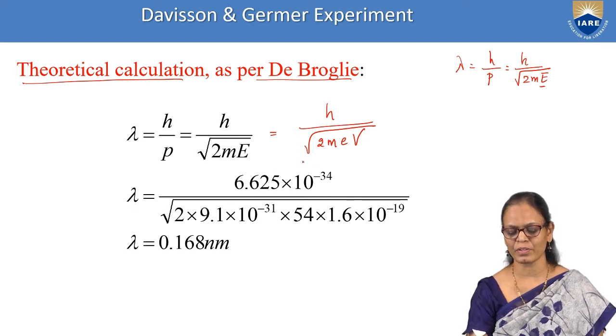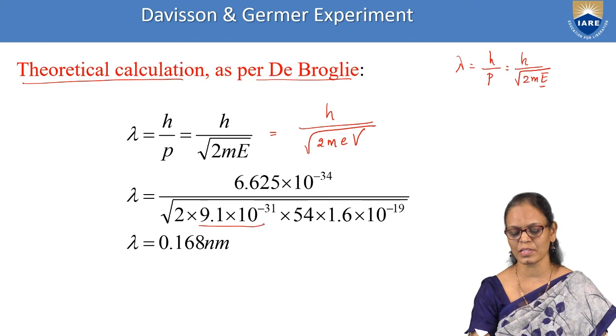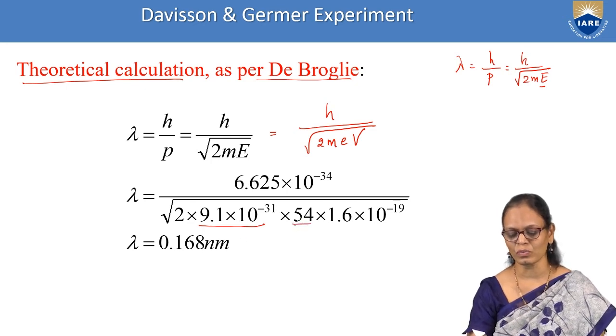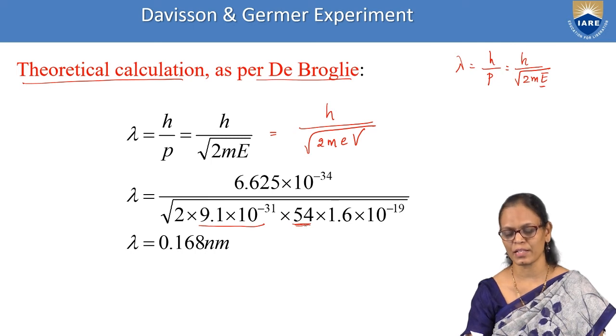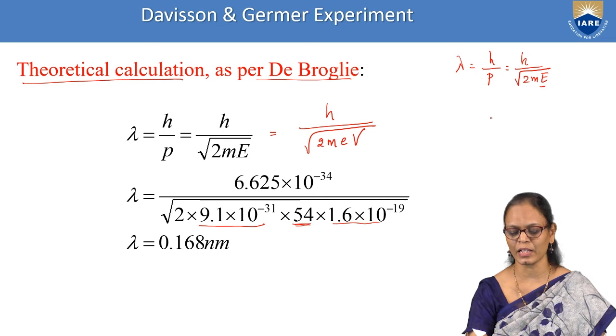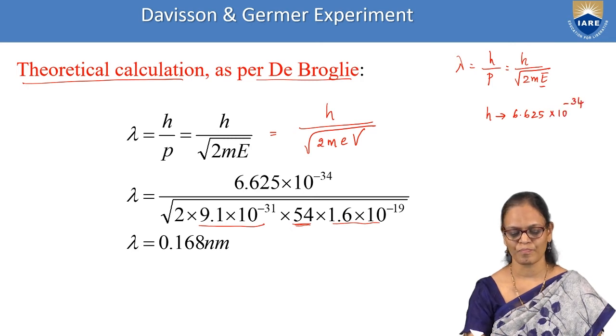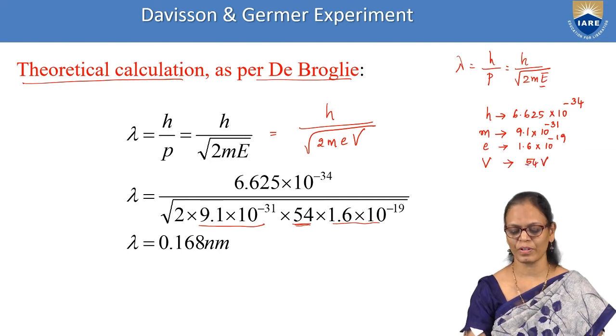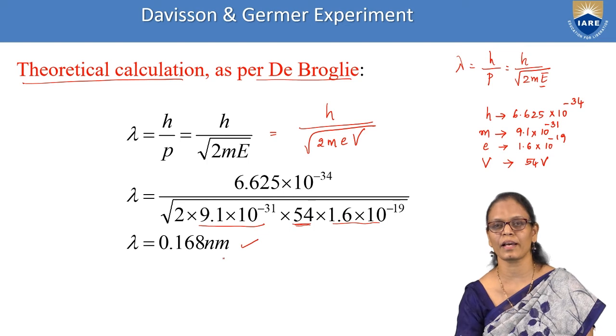So lambda is equal to h upon root of 2 into 9.1 into 10 power minus 31. This is the mass of the electron, because here we need the mass of the electron into V, the applied potential, which is 54, and e. What are the values we are taking here? For h, 6.625 into 10 power minus 34. For m, the mass of the electron, we are taking 9.1 into 10 power minus 31. And for e, we are taking the charge of the electron, 1.6 into 10 power minus 19, and the potential 54 volts. So when we calculated, we got 0.168 nanometer.